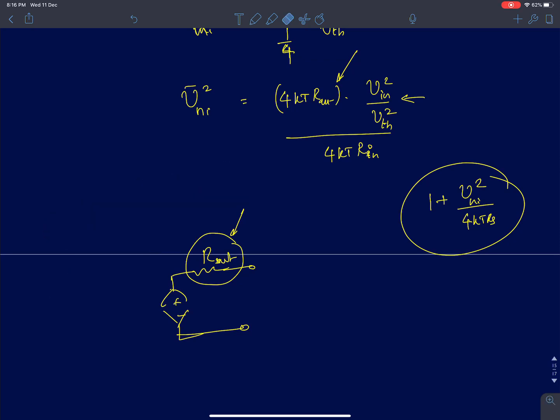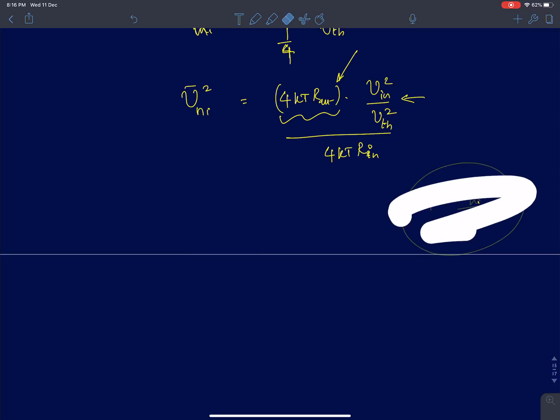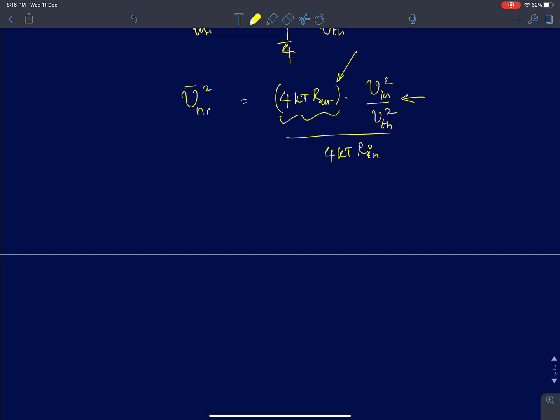I'm keeping Vs as it is and then computing this. In that case, it's going to be 4 kT into R out. That will be the total noise. Rn is also included in it. So this is the only point I wanted to explain. That's what your textbook assumes. If you go through the proof, you can see that. Here you will get Vin square by VTH square into R out upon Rn.